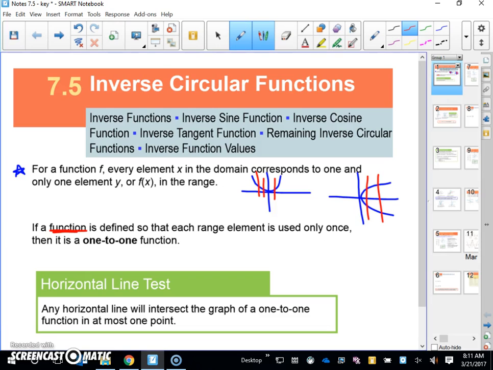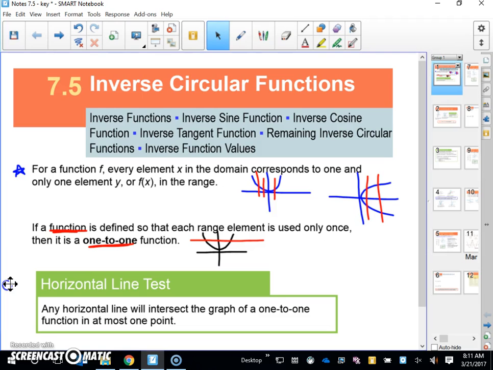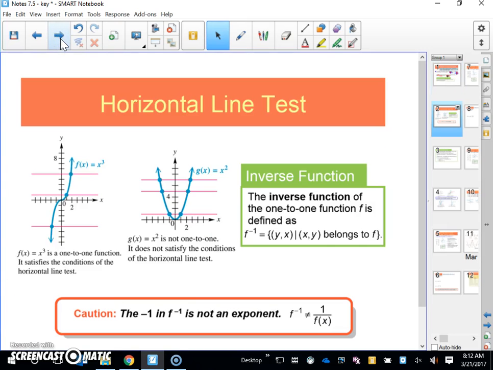If a function is defined so that each range element is used only once, then it is one-to-one. So we've also got this thing called one-to-one. If you look back at just your basic parabola, that's not one-to-one. Basically, this is a horizontal line test. In order to have an inverse, we're going to have to be a function that is one-to-one, so something's going to have to pass both the vertical line test and the horizontal line test. Any horizontal line will intersect the graph of a one-to-one function in at most one point. So one-to-one has got to pass the horizontal line test.